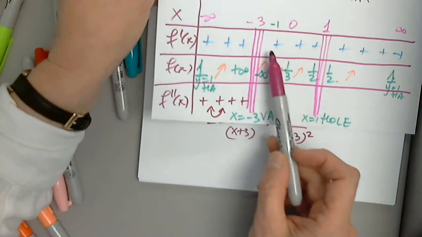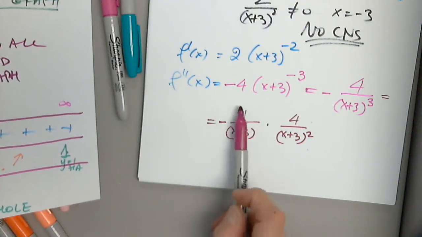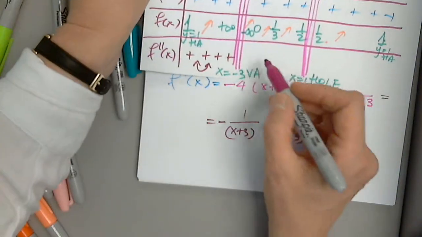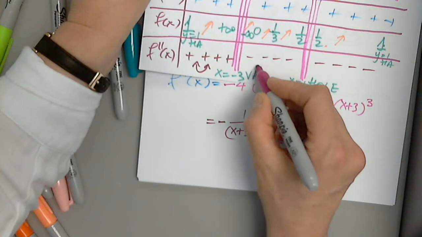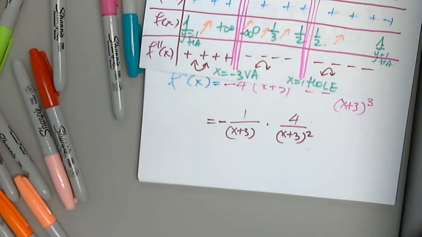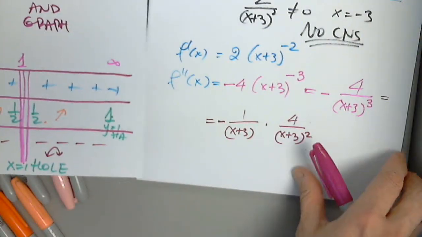So now let's plug in a number to the right of negative 3, like 10. What is the sign of this piece? Because this doesn't matter. Negative indeed. Which means the function will open down. No inflection points, no max min. And now we are absolutely ready to graph. I don't care for anything else. The function is not symmetric.